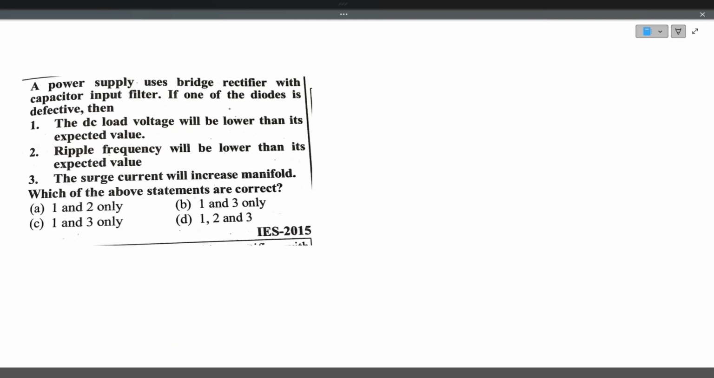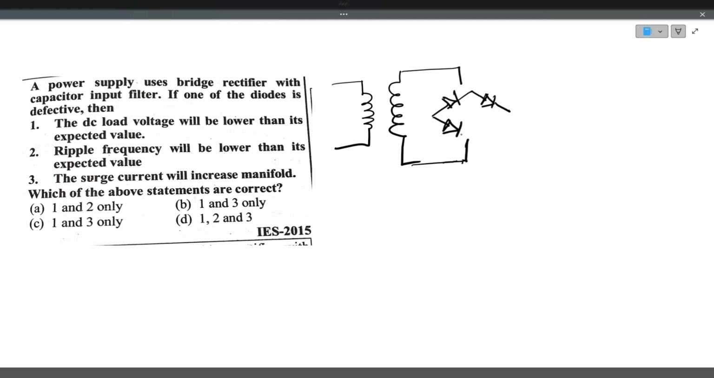So we'll see the next question. A power supply uses a bridge rectifier with a capacitor input filter. If one of the diodes is defective, then... so he's talking about a bridge rectifier. This is a bridge rectifier. This is diode D1, D2, D3, and D4.